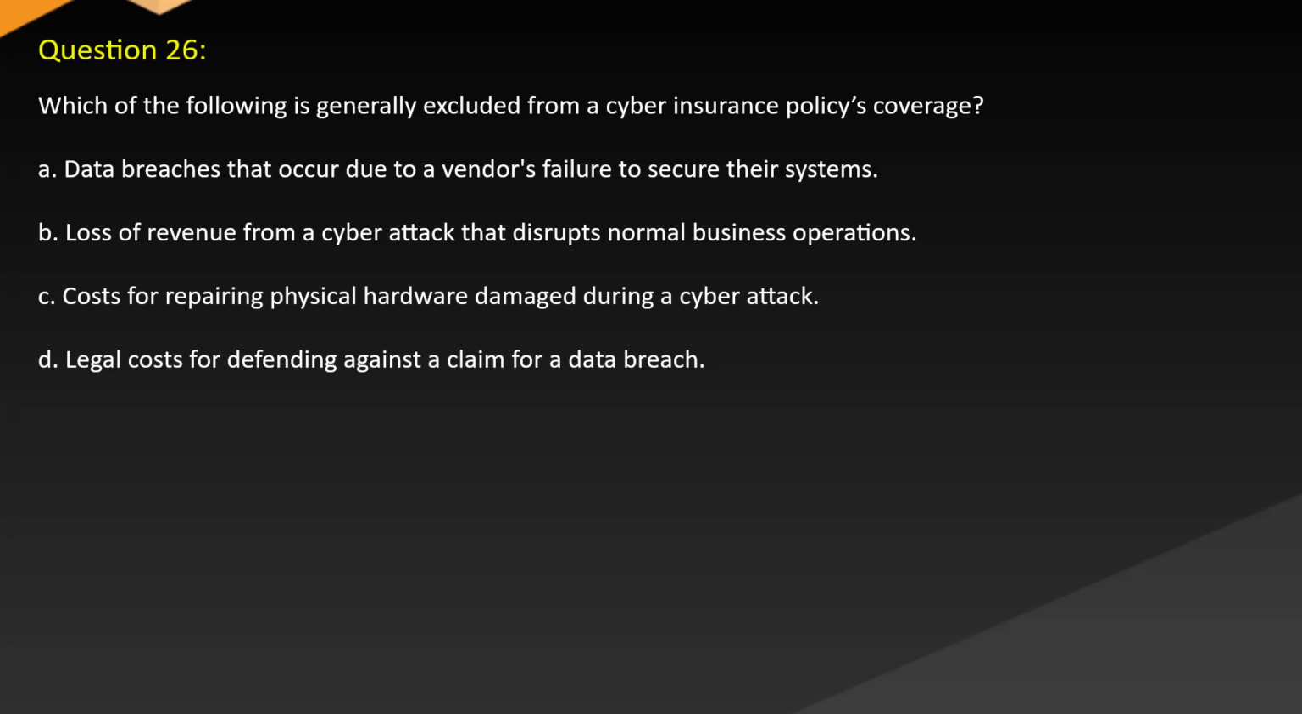Question 26. Which of the following is generally excluded from a cyber insurance policy's coverage? A. Data breaches that occur due to a vendor's failure to secure their systems. B. Loss of revenue from a cyber attack that disrupts normal business operations. C. Costs for repairing physical hardware damaged during a cyber attack. D. Legal costs for defending against a claim for a data breach.